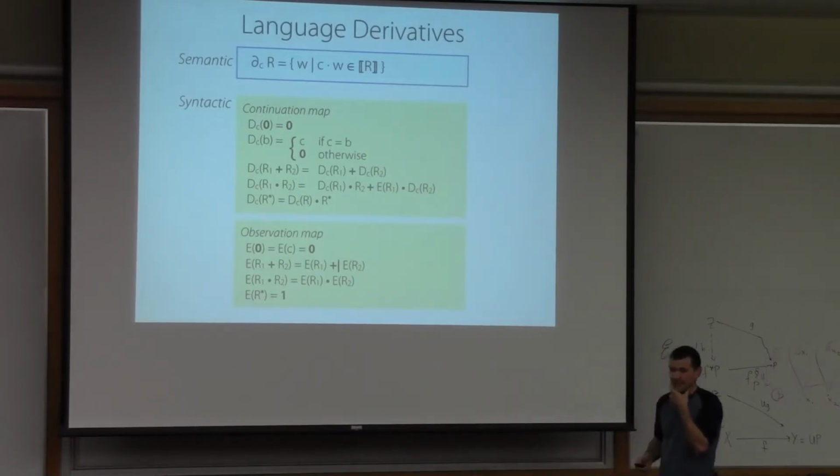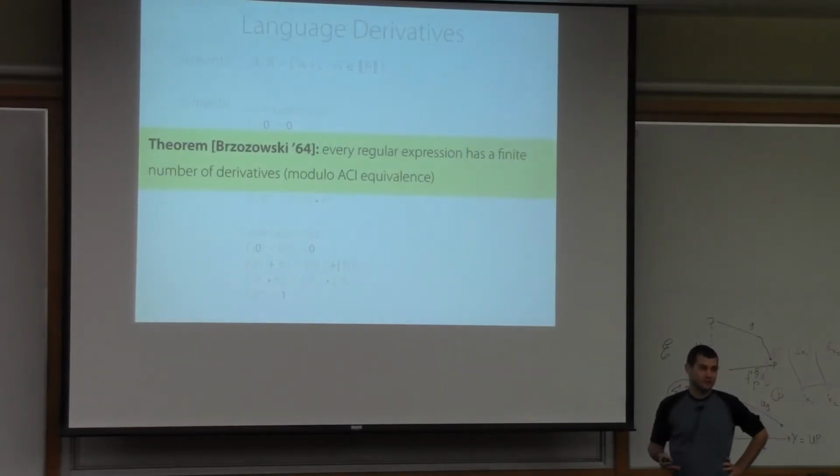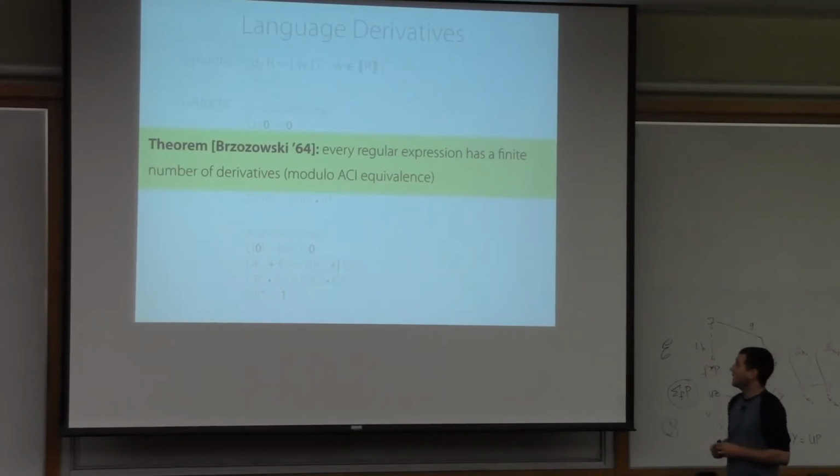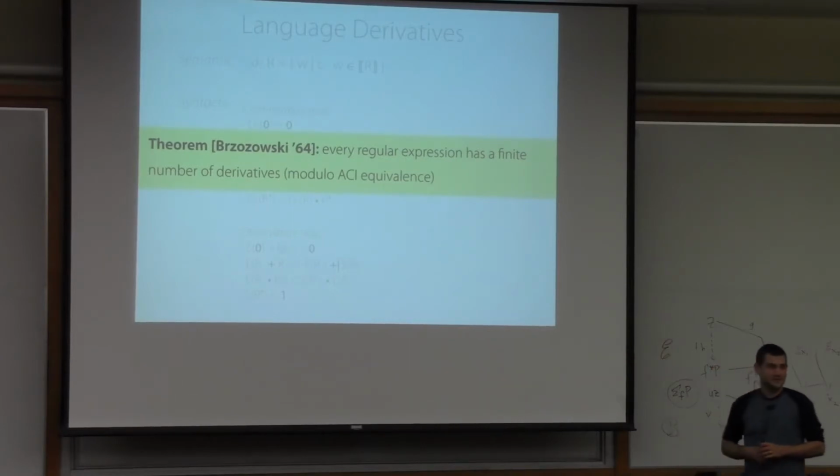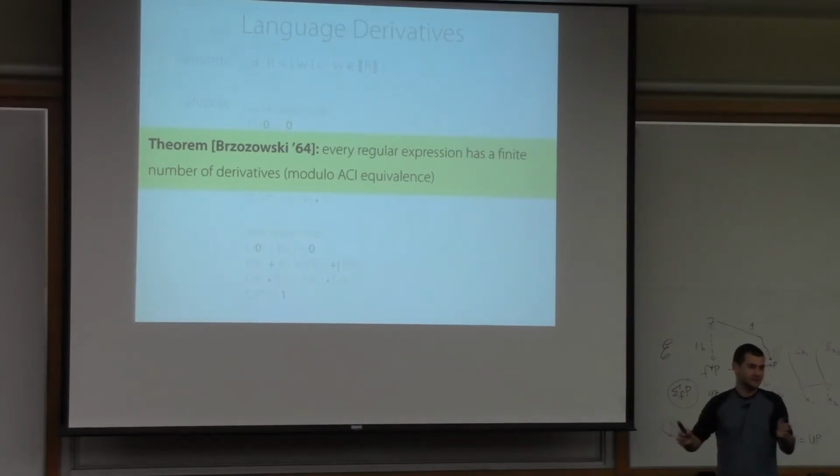The amazing thing about these derivatives, and the main theorem that the person who introduced them proved, was that up to a fairly coarse equivalence, so associativity, commutativity, and idempotence of operators like union, every regular expression actually has a finite number of derivatives. So if you take a regular expression, remember that our character set is finite. Take all the derivatives with respect to every character. That gives you some finite set of regular expressions. And now do that on all of those and keep going forever. What this theorem says is, at some point, you'll stop. You'll sort of run out of new expressions to consider.